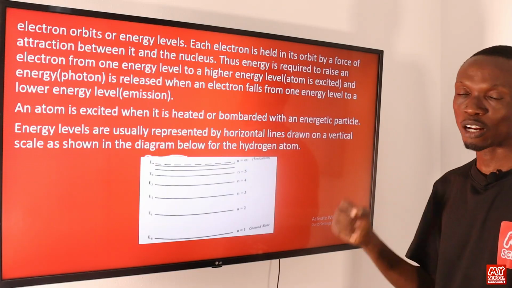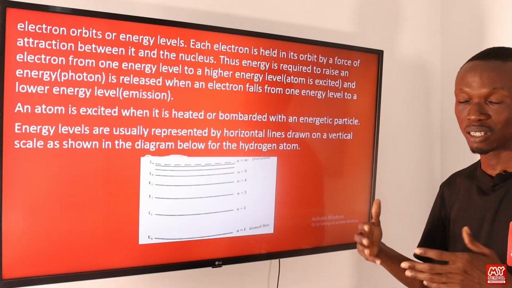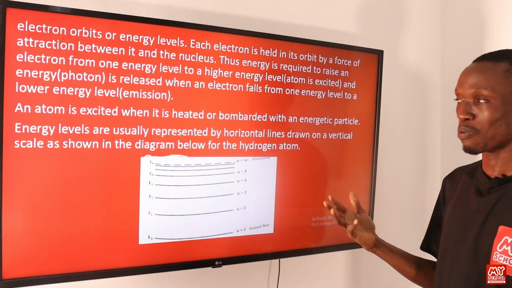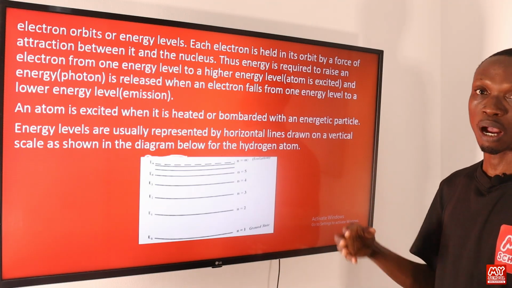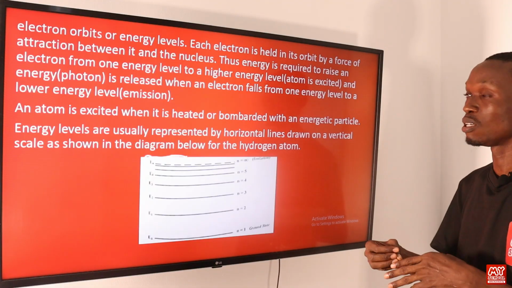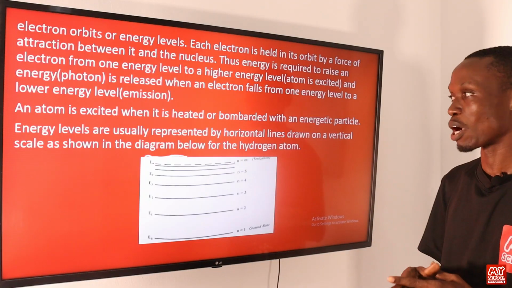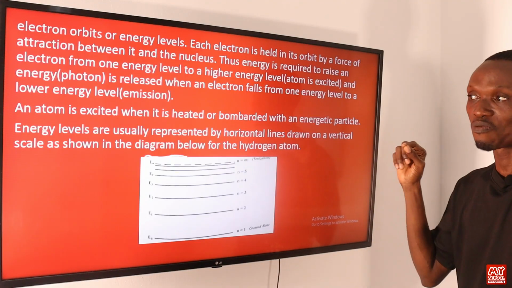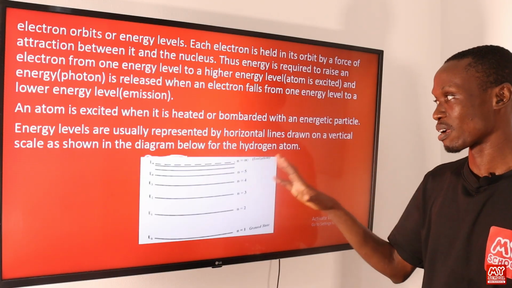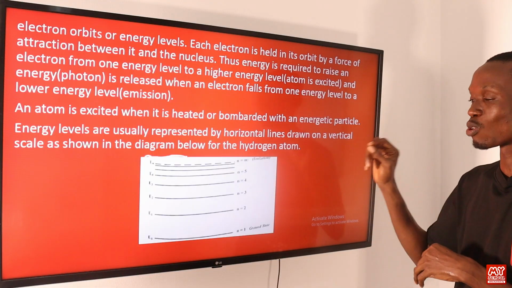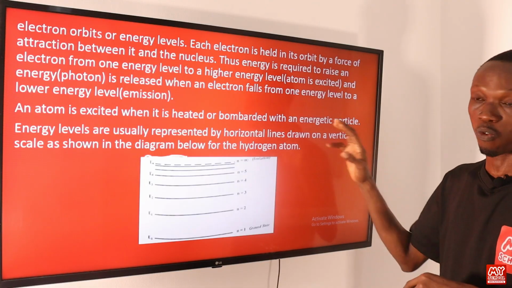An atom is excited when it is heated or bombarded with an energetic particle. For example, the nucleus of an atom can be bombarded with a neutron. Energy levels are usually represented by horizontal lines drawn on a vertical scale as shown in the diagram below. What we have in the diagram below is the energy level of the hydrogen atom.